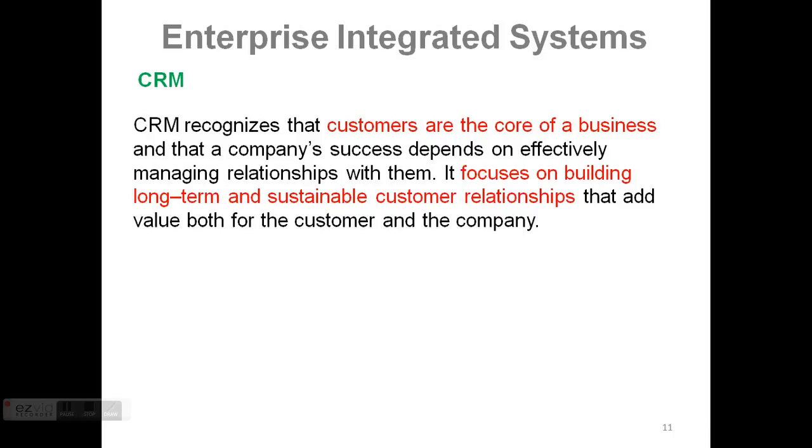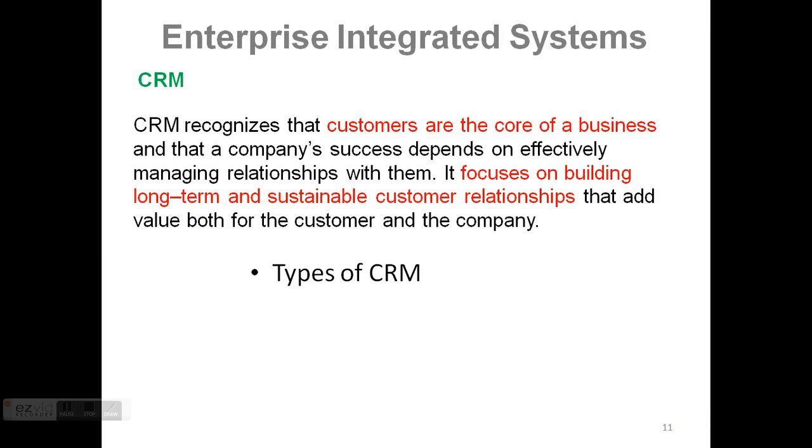CRM, customer relationship management, recognizes that customers are the core of business. Okay, so we know everything is about customers, and that the company's success depends on the effective managing of this relationship between the customer and the organization. It focuses on building long-term and sustainable relationship between the customer and our enterprise that adds value both for the customer and the company also. That's what we want to do.